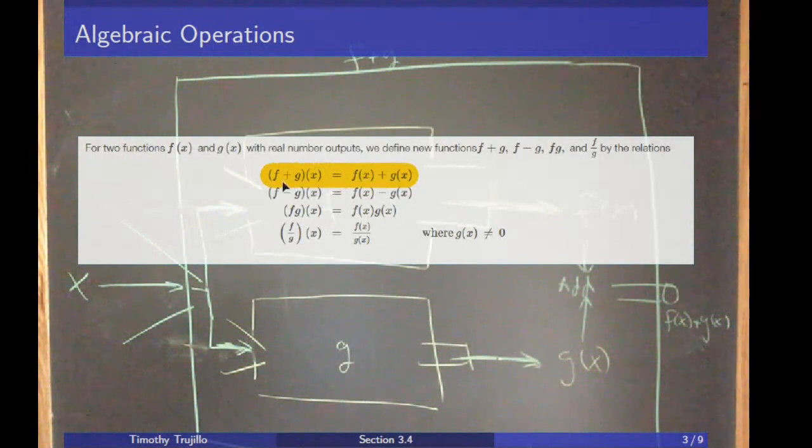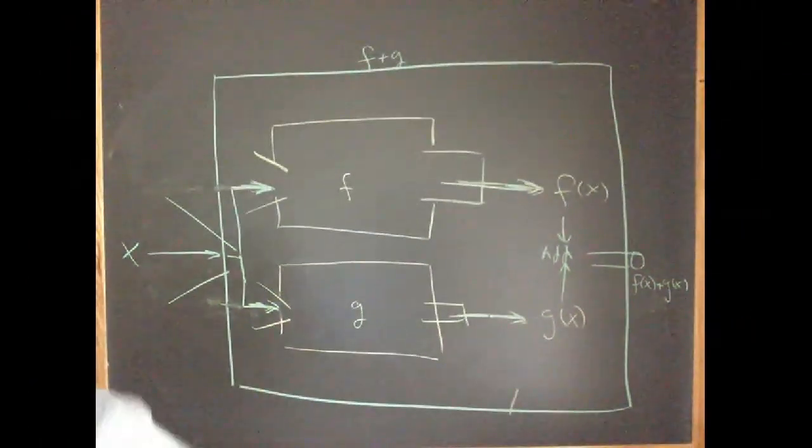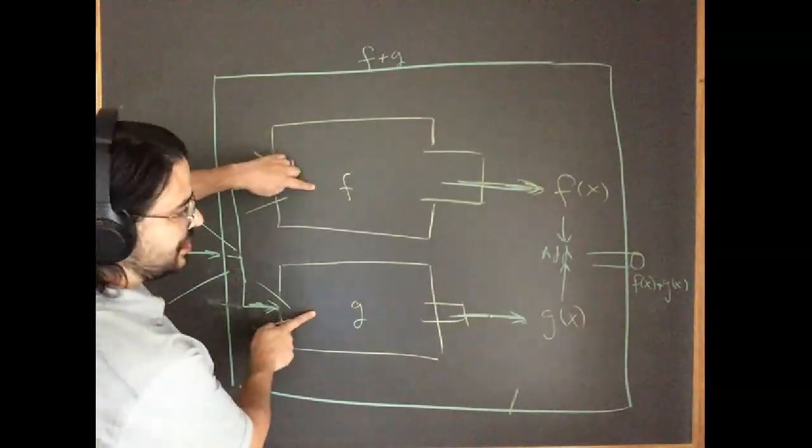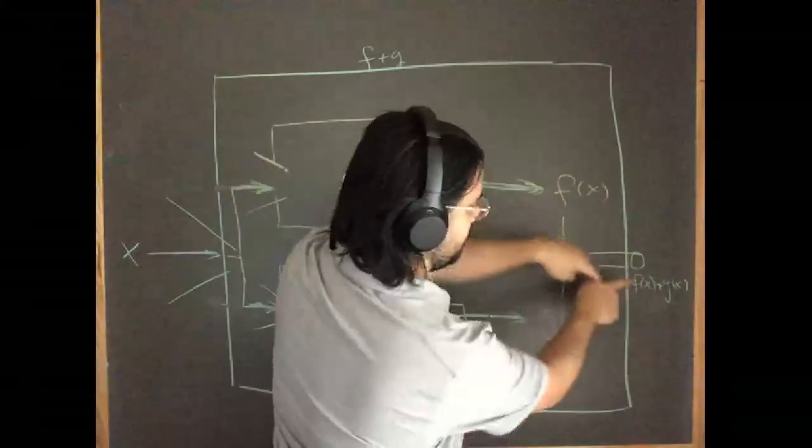So this is defining the function f plus g. That's what you see here. And we're saying, what happens when we throw in the input x? Well, it's going to be equal to throwing the input into f, throwing the input into g, and then adding those two things together. Visually it looks something like this, right? So throw it into f and g, get the outputs, and then add them together.